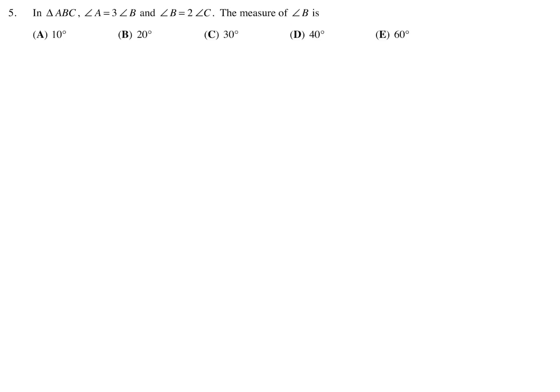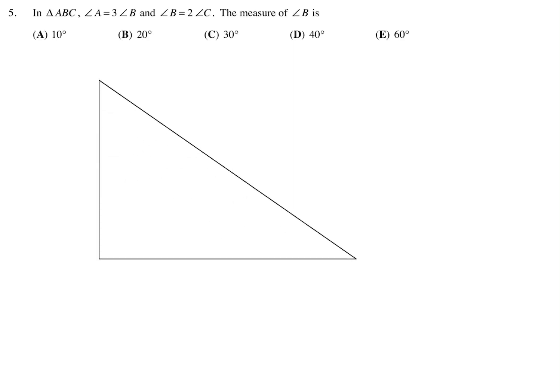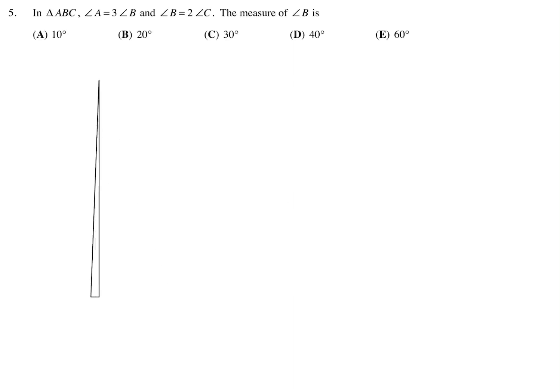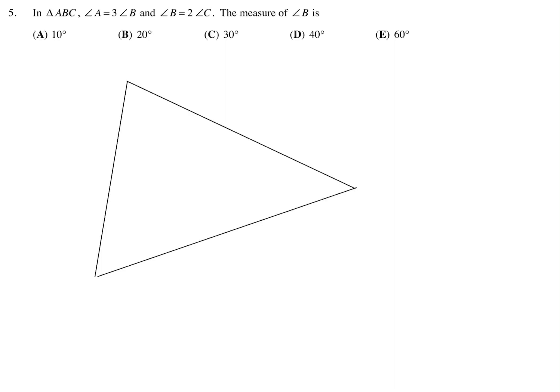In triangle ABC, angle A is equal to 3 times angle B, and angle B is 2 times angle C. The measure of angle B is. So first, let's just draw a triangle. Any triangle is sufficient. It doesn't have to be a right angle. Any triangle. So there's one. And let's label this now. We've got A, B, and C. And they're saying that angle A right here is 3 times angle B. So let's say angle B is x. Angle A, therefore, would be 3x. And then angle B is 2 times angle C. So that means that this has to be x over 2, right? Because angle B is twice that.